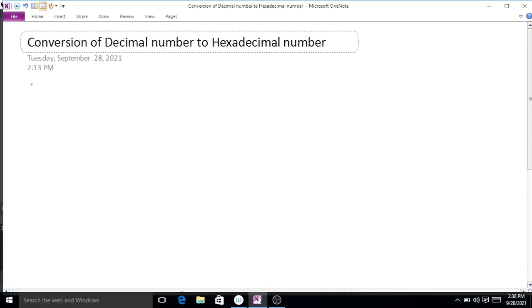Today we are going to see conversion of decimal number to hexadecimal number system. Now first we will see an example. Suppose we are given 2005, this is our decimal number and we have to convert this into hexadecimal number.